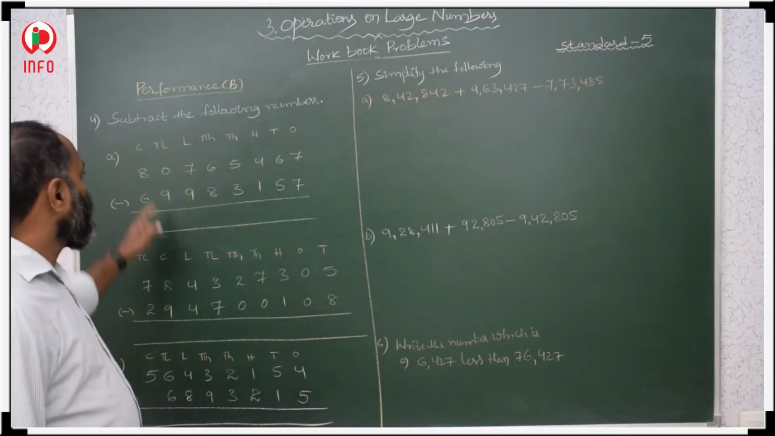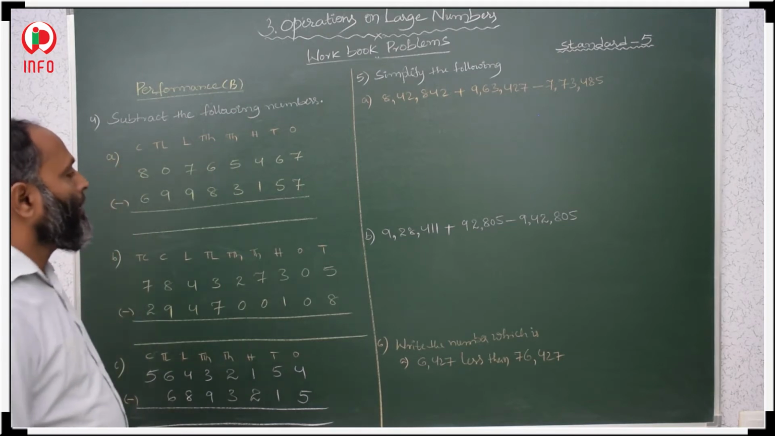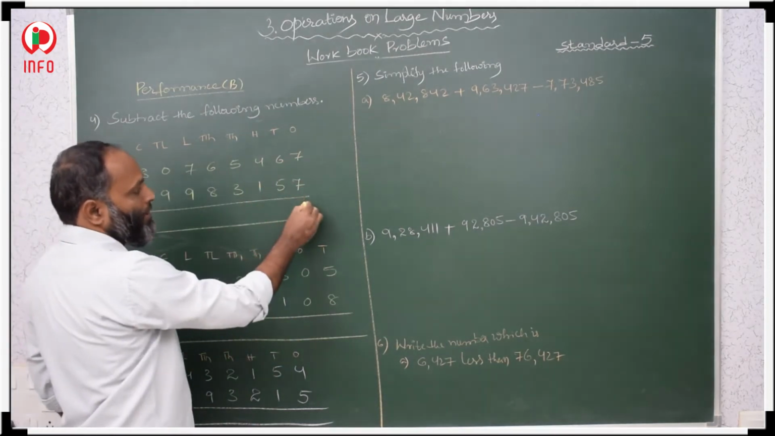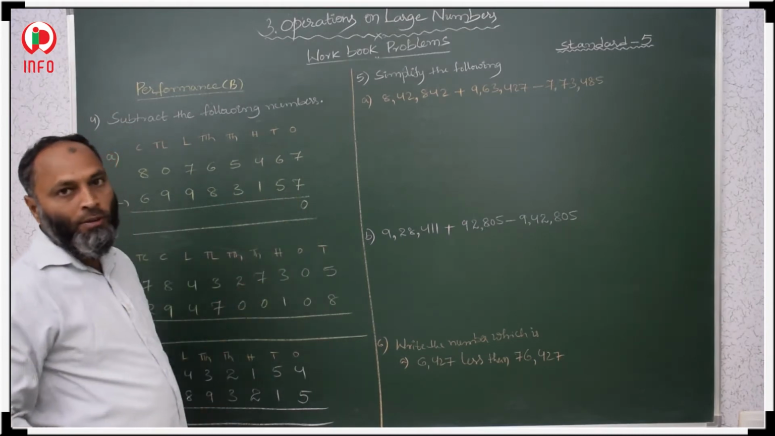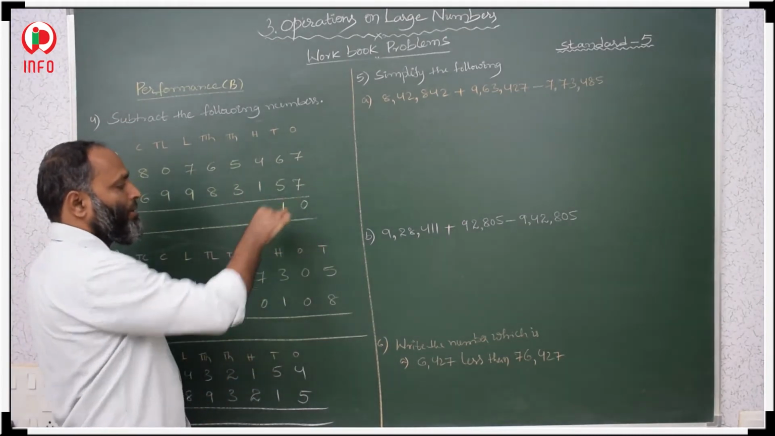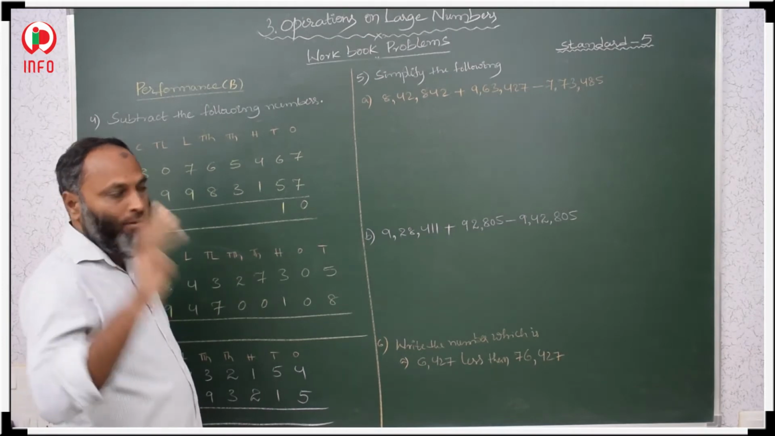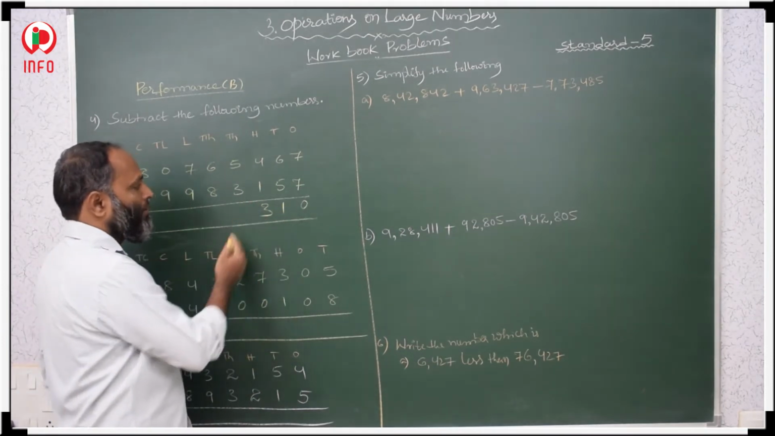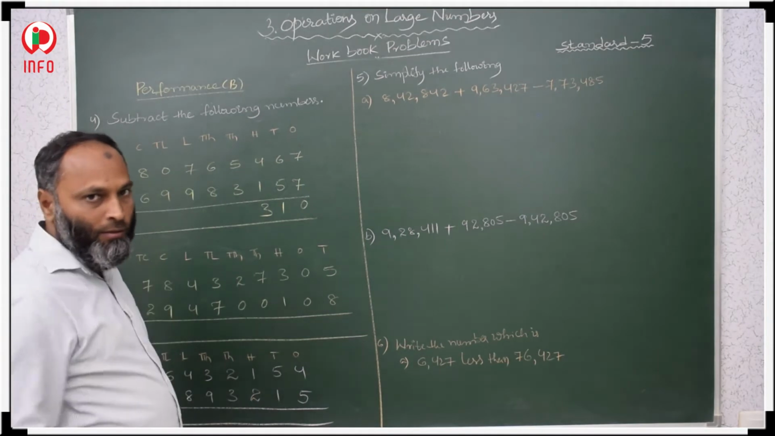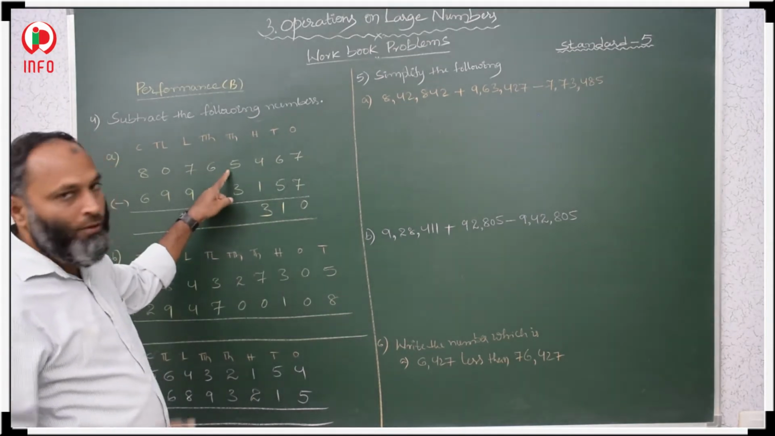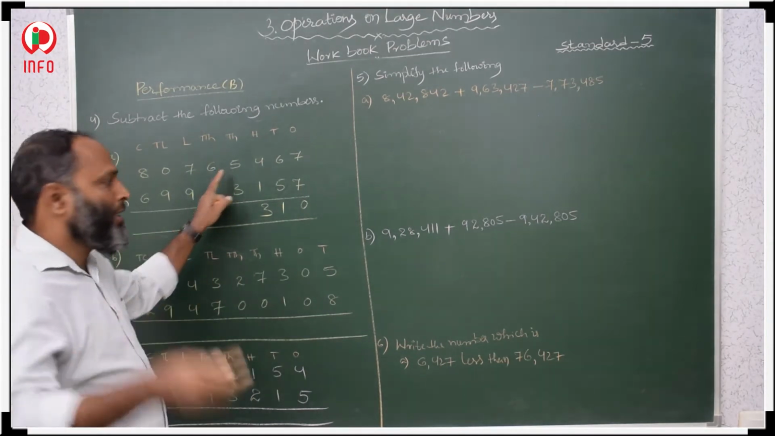Yes, now we have to subtract. So given numbers, 7 minus 7 is 0. 6 minus 5 is 1, consecutive numbers. 4 minus 1 means 2, 3, 4 is 3. 4 minus 1 is 3. 5 minus 3 means 4 to 5 we have to count. 4, 5. It is 2.